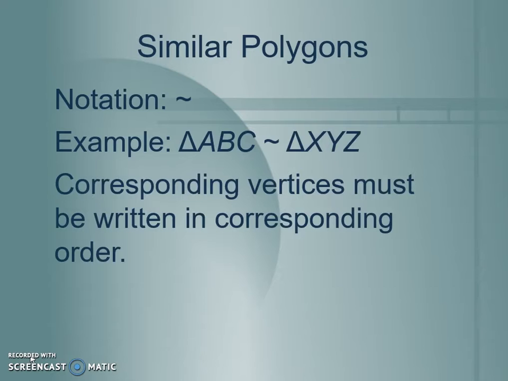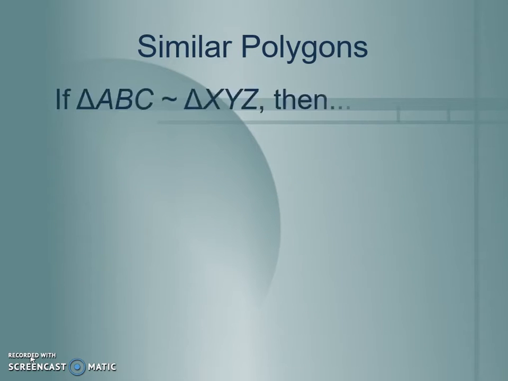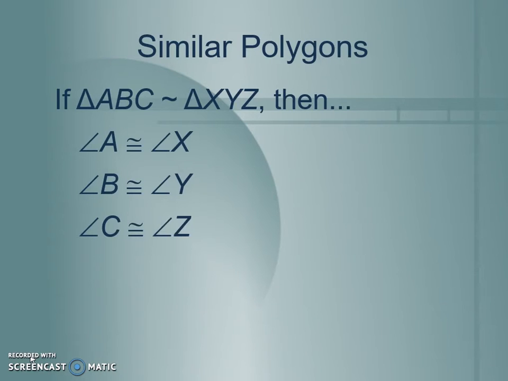Corresponding vertices must be written in corresponding order. So that means we would have A corresponding to X, B corresponding to Y, and C corresponding to Z. It's important to pay attention to the order. So if triangle ABC is similar to triangle XYZ, this is what we were just saying here. It means angle A is going to be congruent to angle X. Angle B is going to be congruent to angle Y. And angle C is going to be congruent to angle Z.